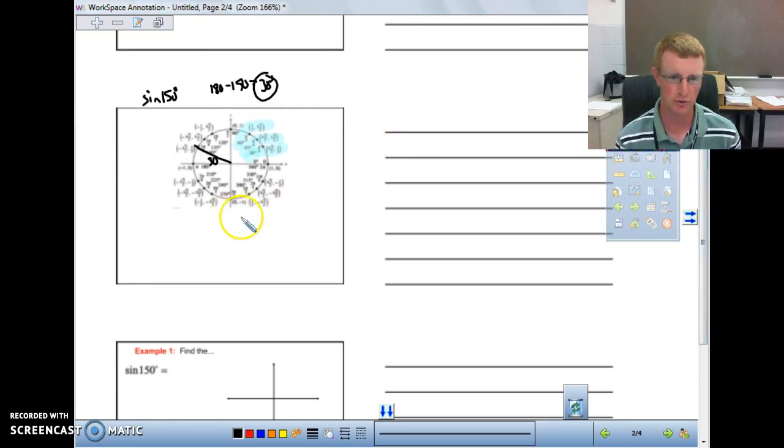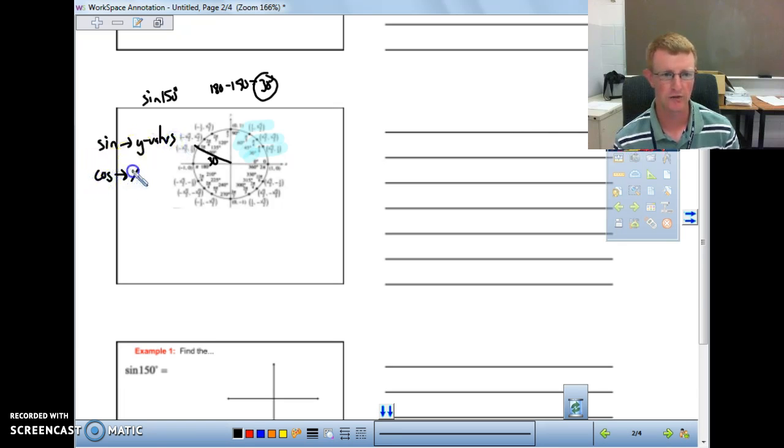Now, when you look at this unit circle, you should notice that there's all these coordinates going all the way around. We need to remind ourselves that sine is our y values, and cosine is our x values.